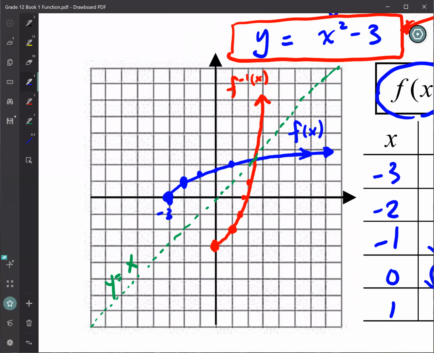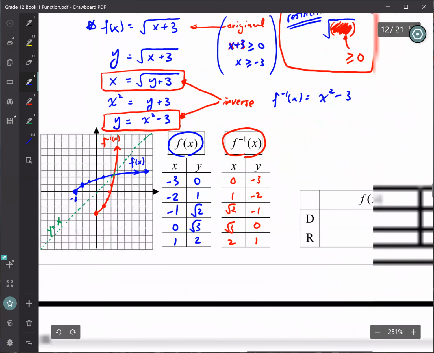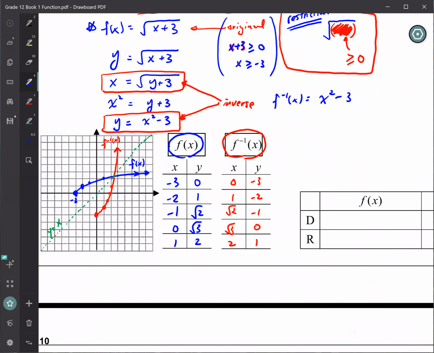And how would you describe that? X has to be what? Greater than or equal to -3. Yeah, so that's called the domain, okay? Domain is describing where can you find a picture, right? You can only find a picture on the right side of -3. Make sense?